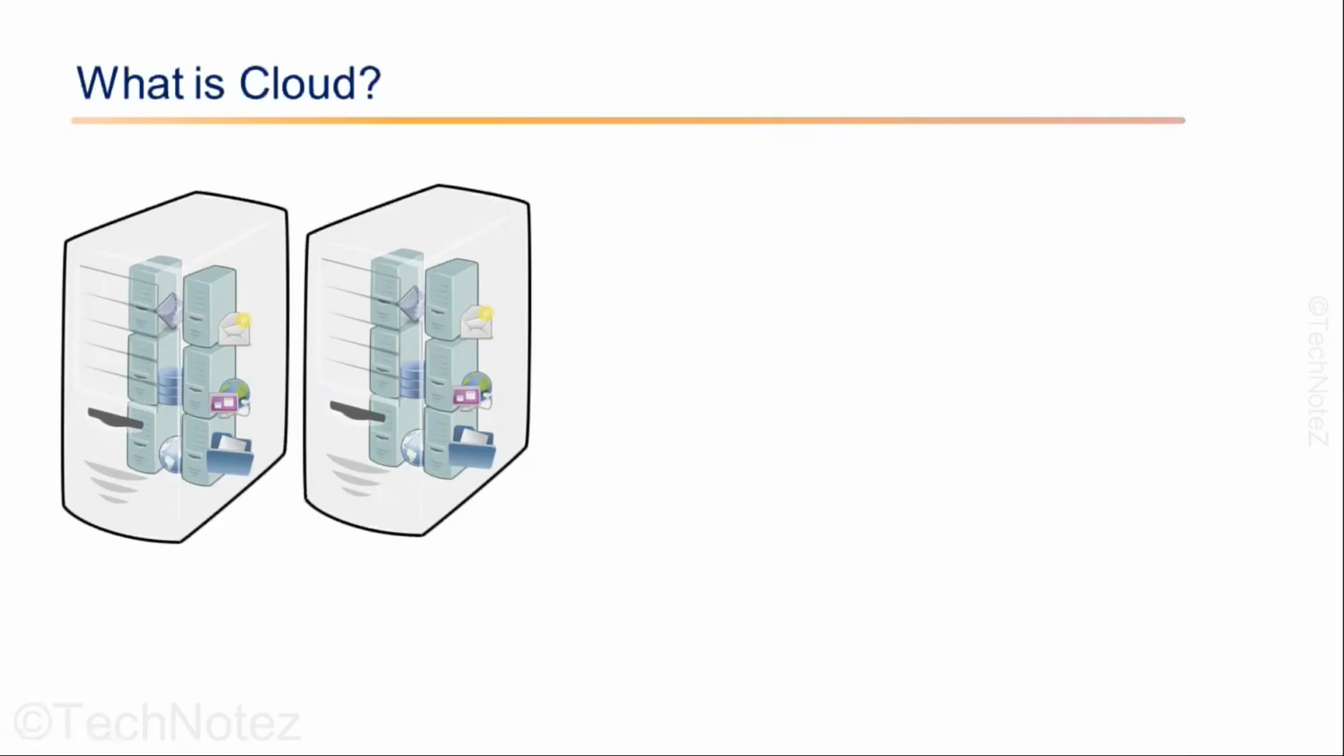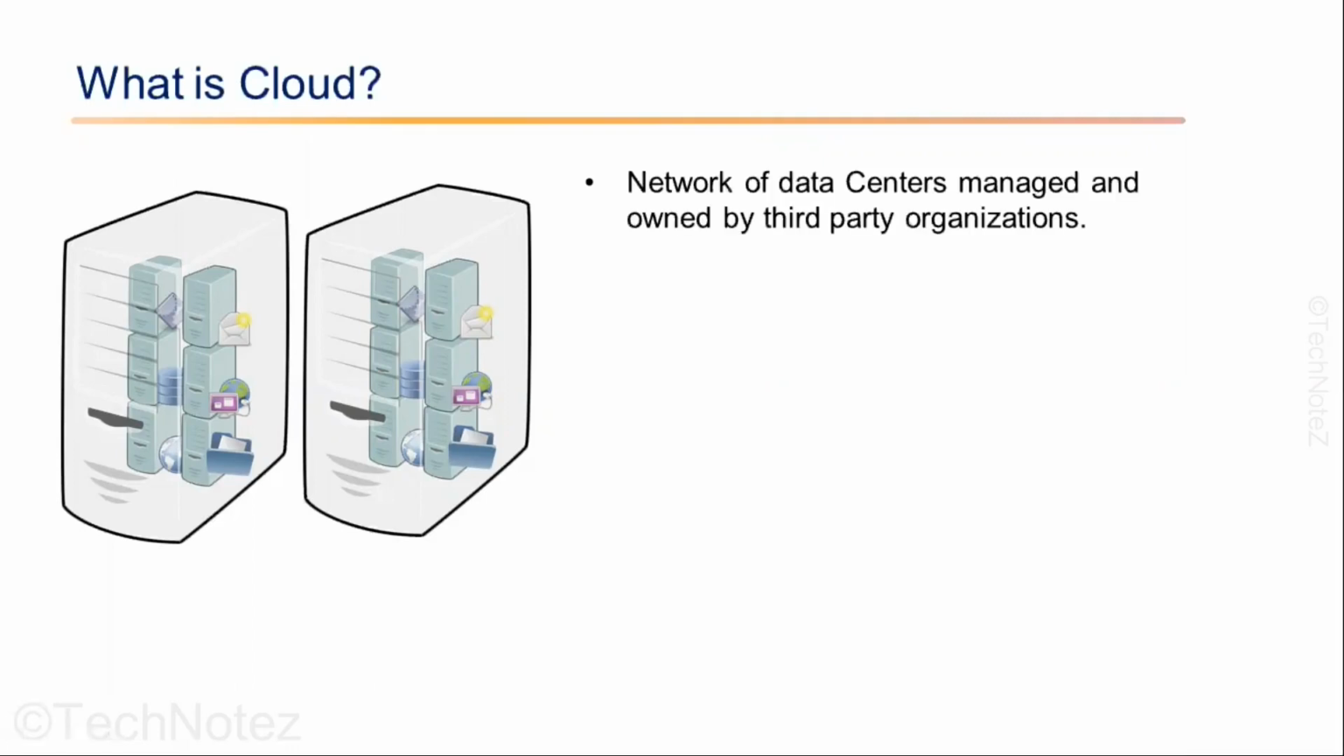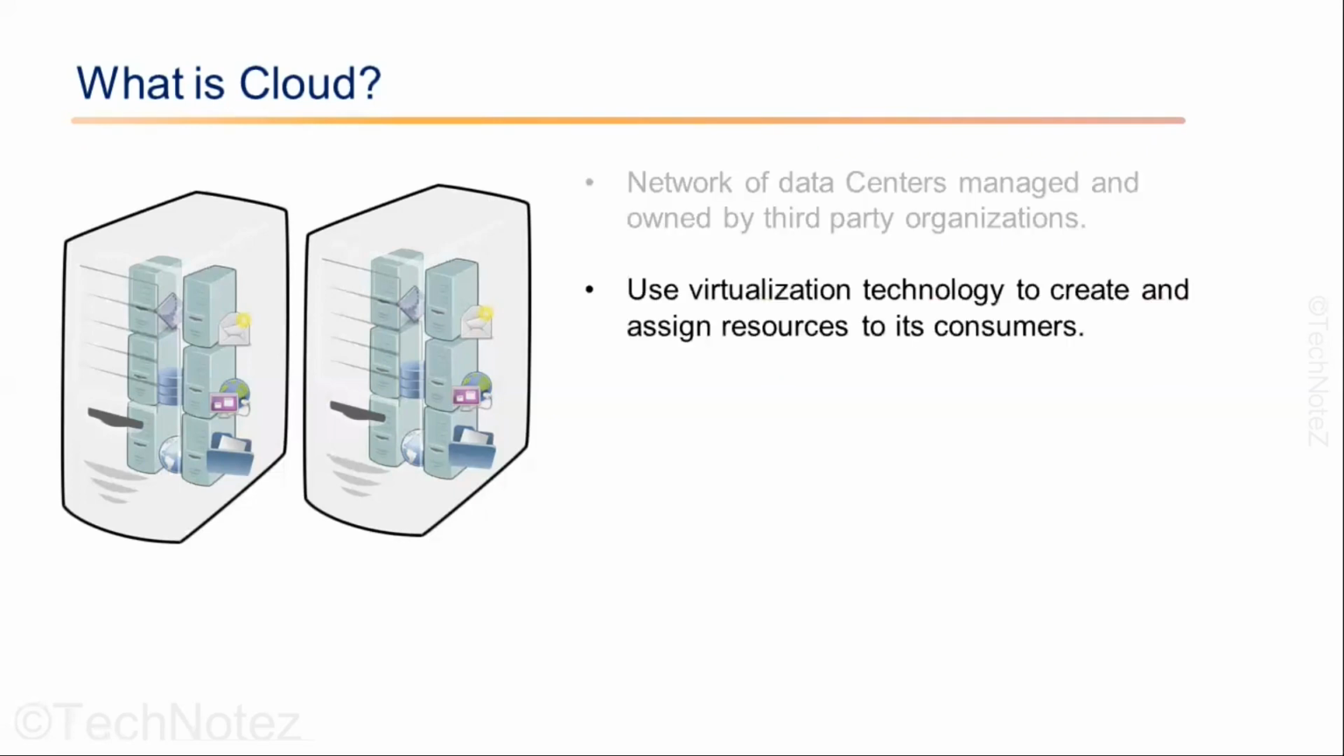Let's start from the basics and understand what is cloud. Cloud is a network of data centers. These data centers are owned and managed by third-party organizations like Amazon, Google, Oracle. These data centers are built with thousands of servers, storage, and networking devices with very high processing powers. These data centers use virtualization technology to create and assign the resources to customers.